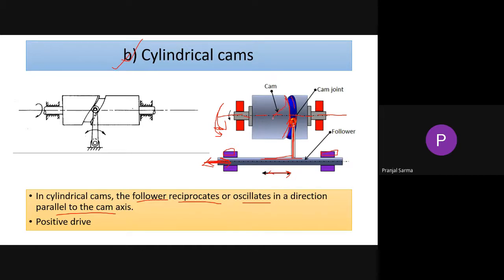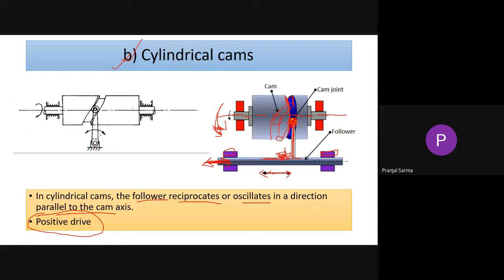If the profile is cut something like this, then from this extremity to this extremity, and once again this side, depending on whatever the contour is, it will move. It is as if it is being jammed here, and along with this it is also getting a particular motion, and this motion is transmitted to the follower. So there will always be some motion on the follower due to this arrangement, and that's why these cylindrical cams are also known as positive drive.